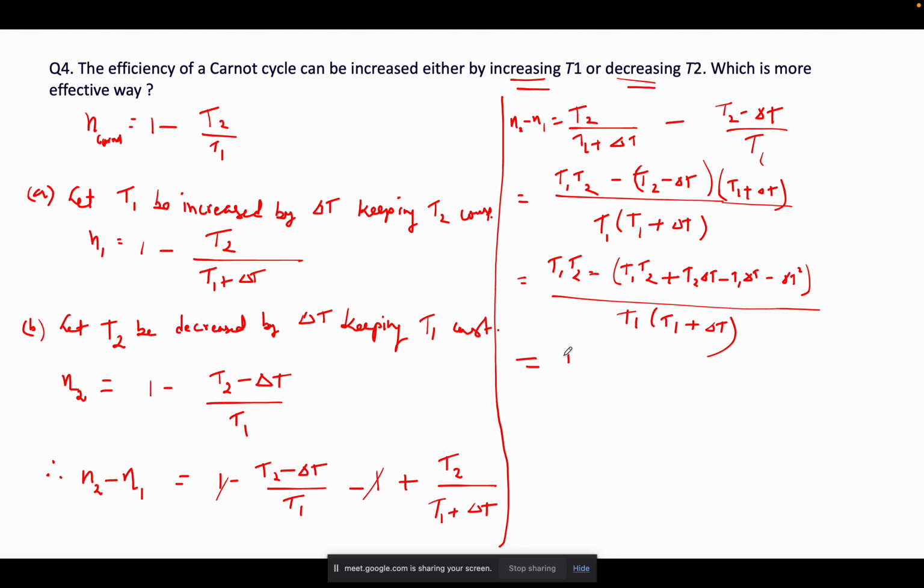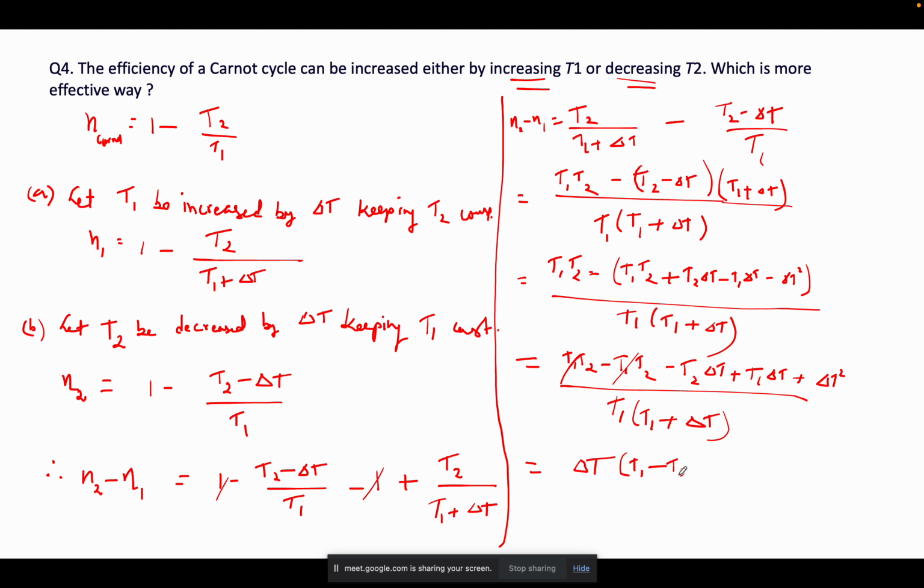Okay, we remove the brackets: T1 T2 minus T1 T2 minus T2 delta T plus T1 delta T plus delta T squared divided by T1 times T1 plus delta T. This got cancelled, so if you take delta T common, this will be delta T times T1 minus T2 plus delta T squared by T1 times T1 plus delta T.